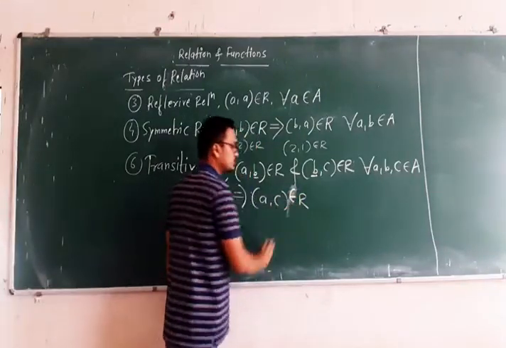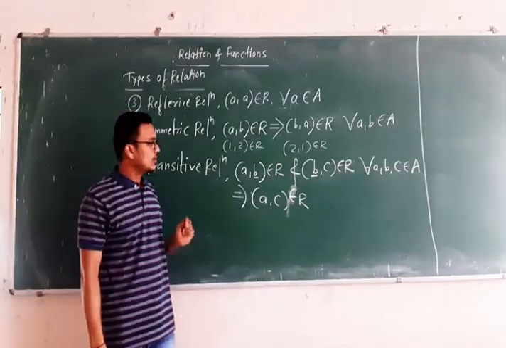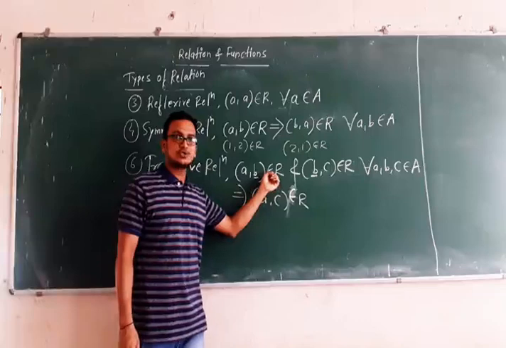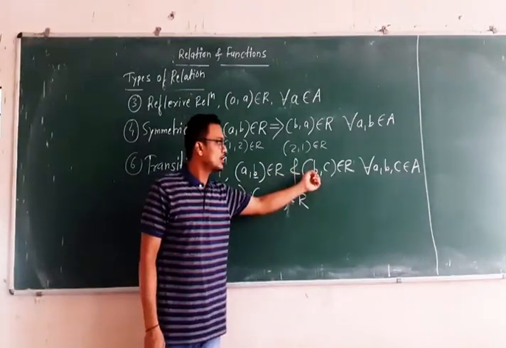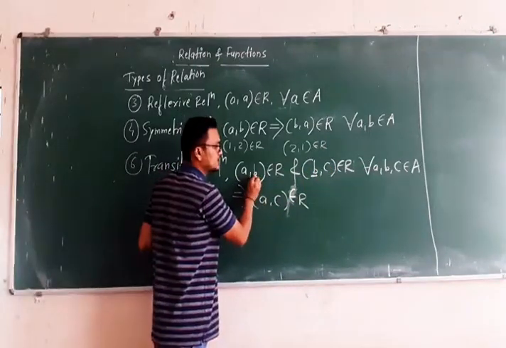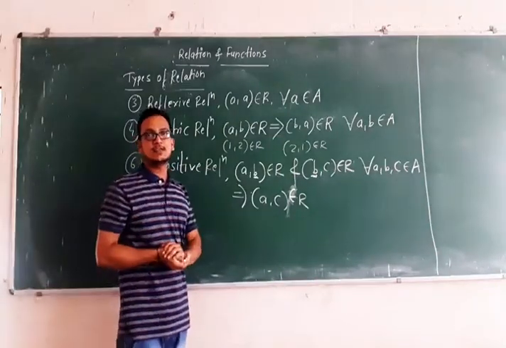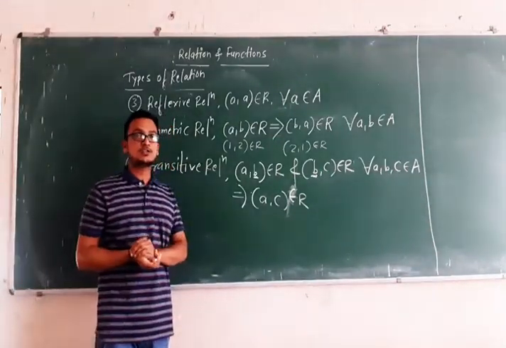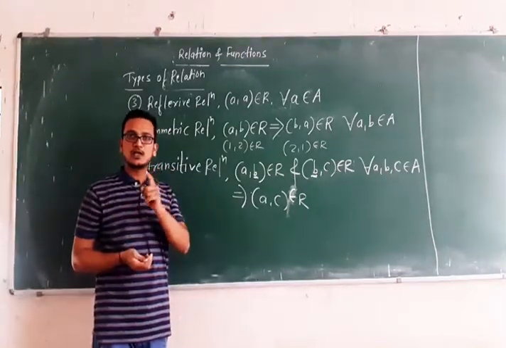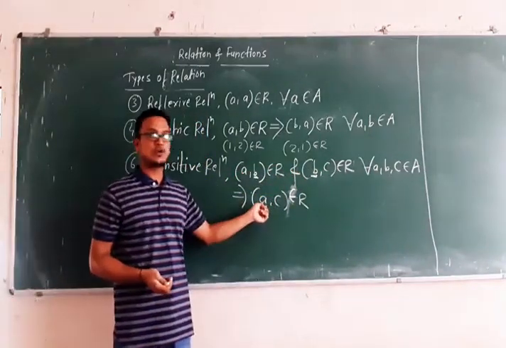Now in this transitivity, I will explain one more concept. Suppose you have (A, B) belongs to R, but you don't have the ordered pair (B, C) belongs to R. Means here B is there, but that type of ordered pair you don't have. In that case, the relation is transitive only. Why? Because you don't have any proof to say that it is not transitive.